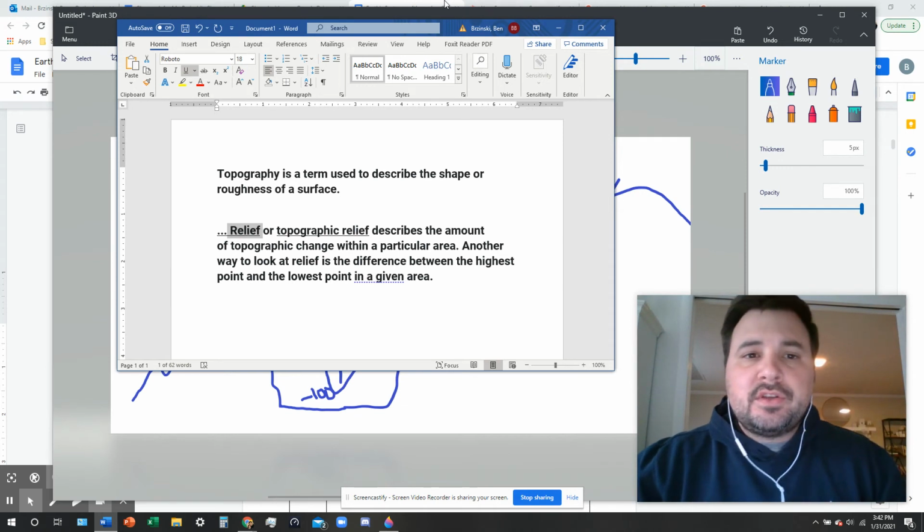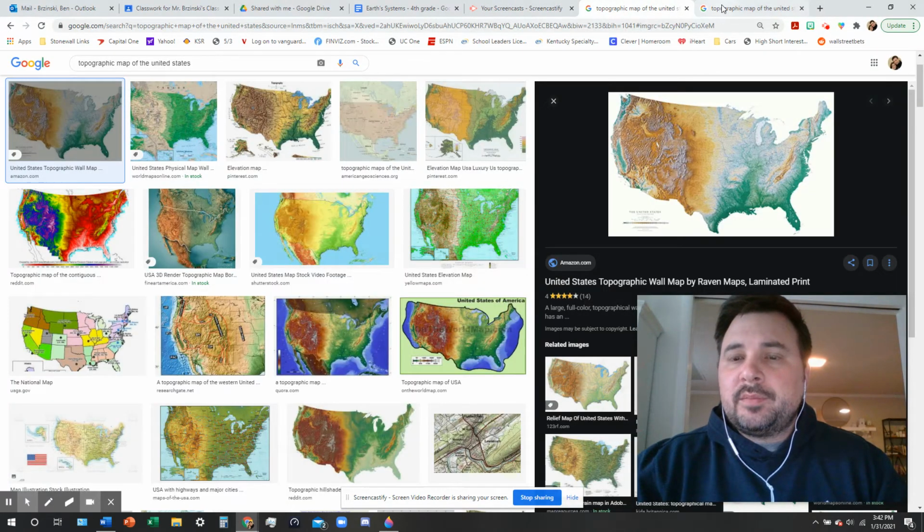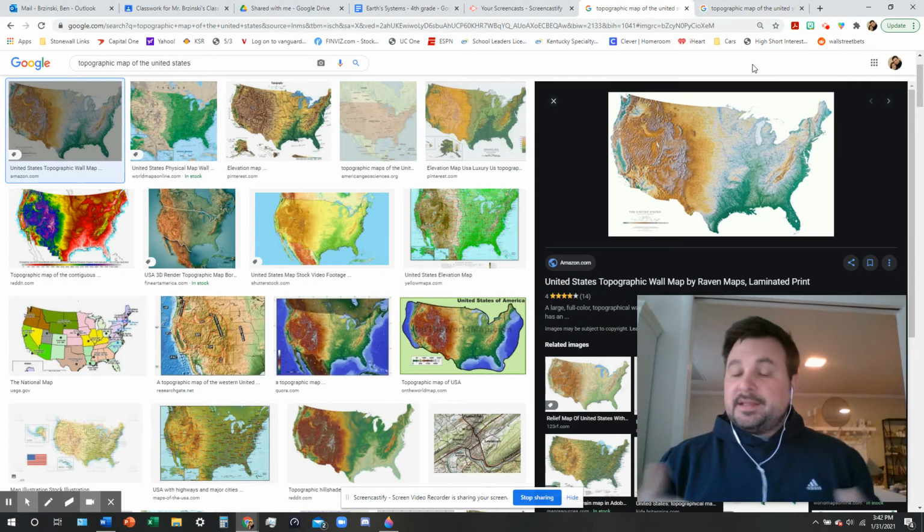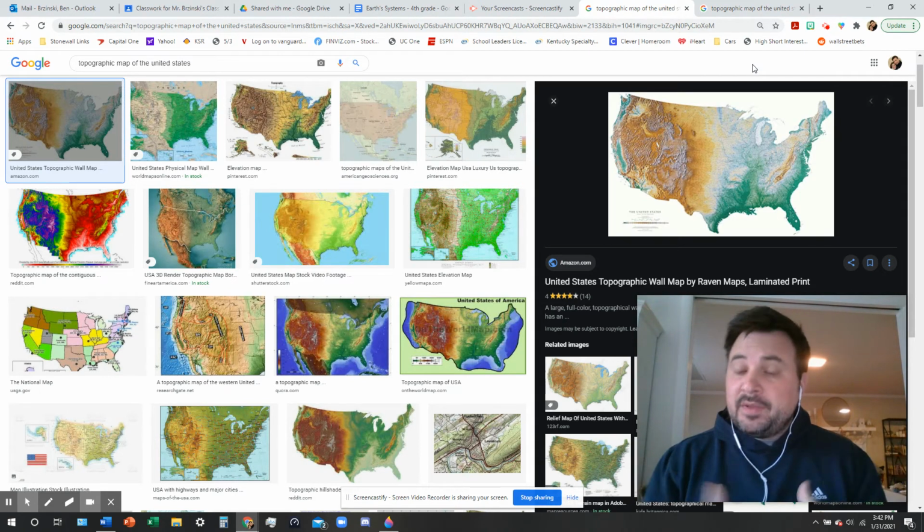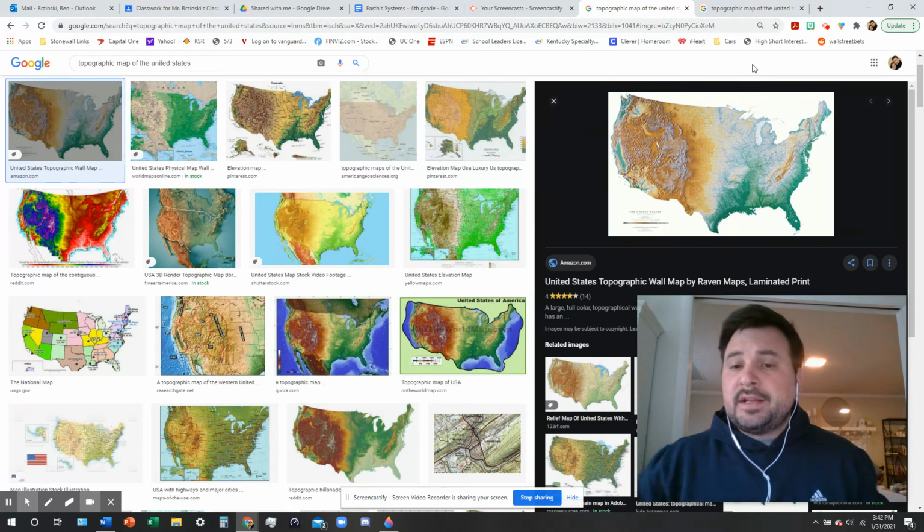Now, I'm going to show you a map here. Let me pull this one up. This is a map of the United States. Now, this isn't referred to as a topographic map, but it is a relief map. Okay, it is a relief map. It is showing the rough shape of the United States.